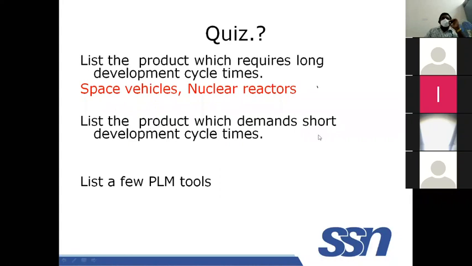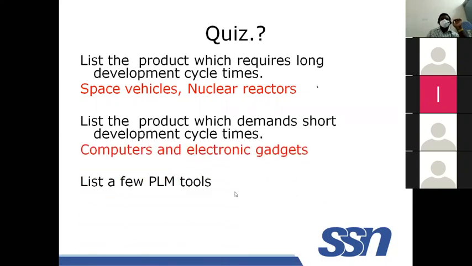Next one, product with shorter development. Okay, he has given an example already. Computer and electronic gadgets in particular. PLM software tools, you remember from the slide? I want one or two responses from the chat box.